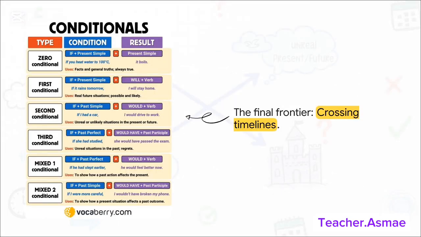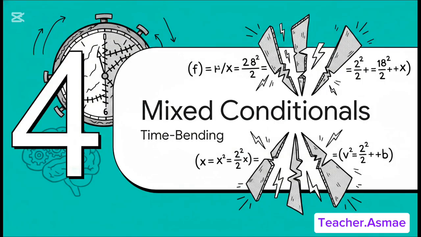Now, we've hit the bottom of the standard conditionals, but notice those last 2 rows down there, mixed 1 and mixed 2. This right here is the final frontier. Up until now, our conditions and results have always lived in the exact same basic timeline. But what happens if you want to connect a regret from the past to a feeling you have right now? Well, that requires a little bit of time travel. Which brings us to part 4, time-bending mixed conditionals. This is where we break our previous formulas right in half and stitch them together like Frankenstein's monster to magically connect the past and the present.